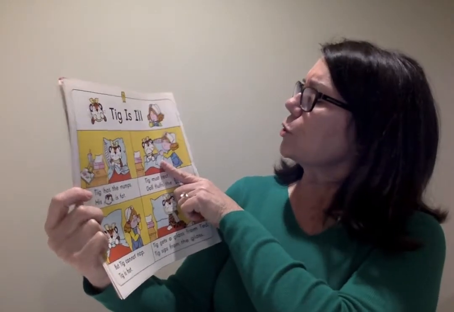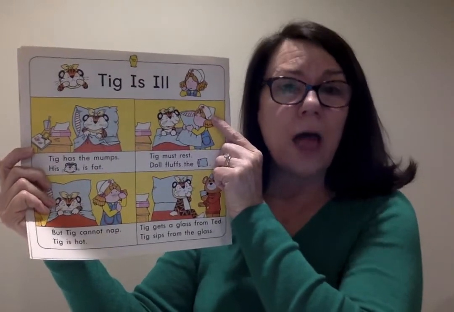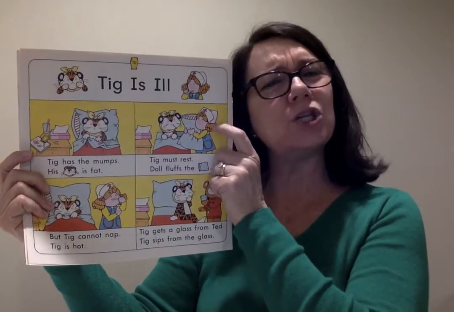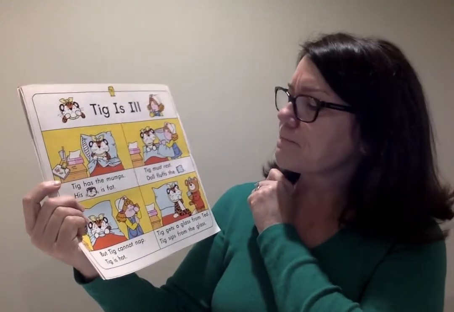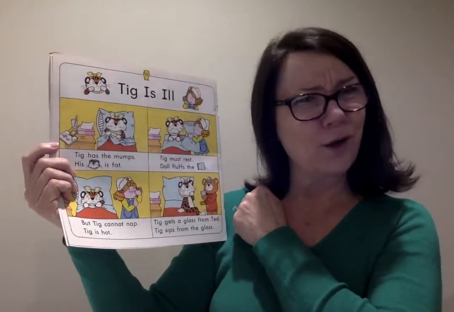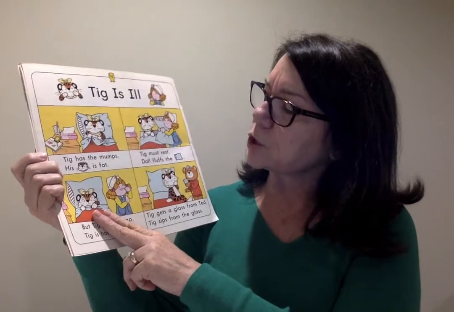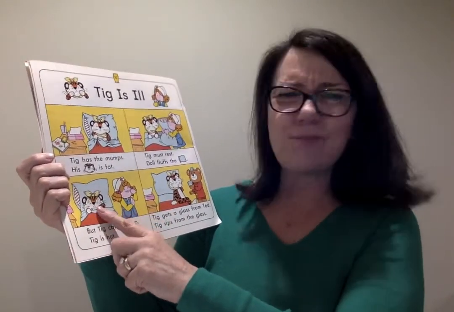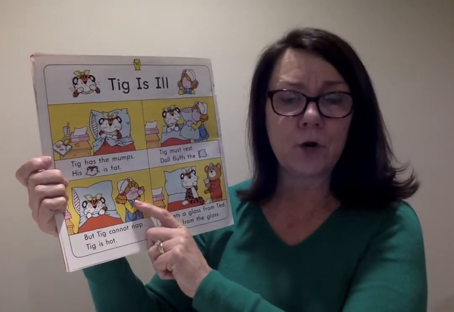In the next picture, I see Doll standing beside him. And what's interesting is Doll has on a hat that I've seen a nurse wear. So I'm wondering if she is playing nurse and taking care of Tig. I see her holding his pillow. I wonder what she's doing with his pillow. Then I come down to this picture and I notice that there's water coming off Tig's head, like he might be sweating. And Doll is holding a thermometer.